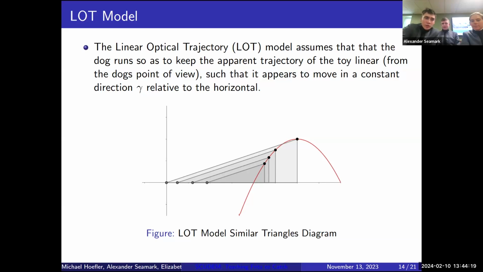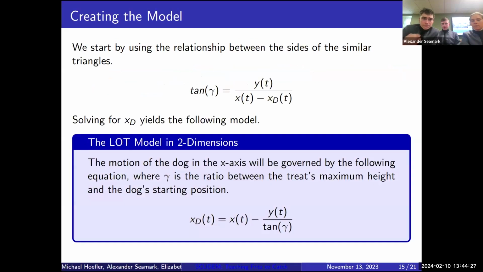And we call that angle right there, from the x-axis to the treat, gamma. And we're going to talk about that a little bit more on the next slide. So if we look at the triangle and do a little bit of trig, we can take tangent of gamma, and that'll give us the ratio of the y of t, the y component of the treat, over the x of t minus the x position of the dog of t.